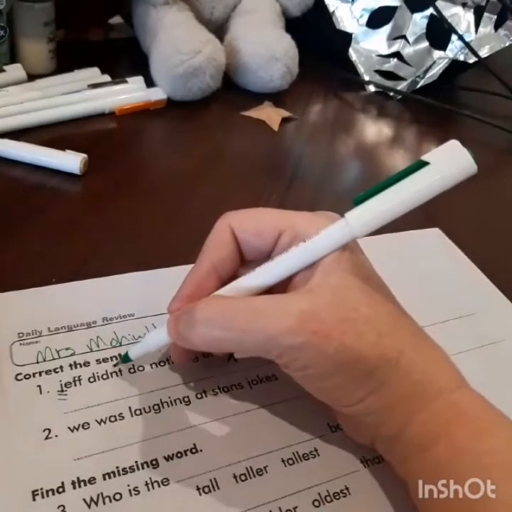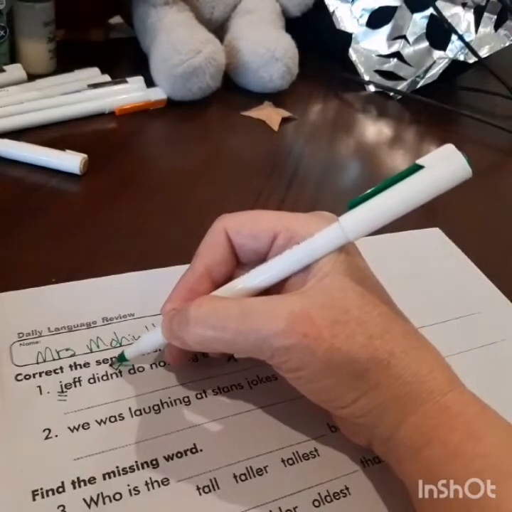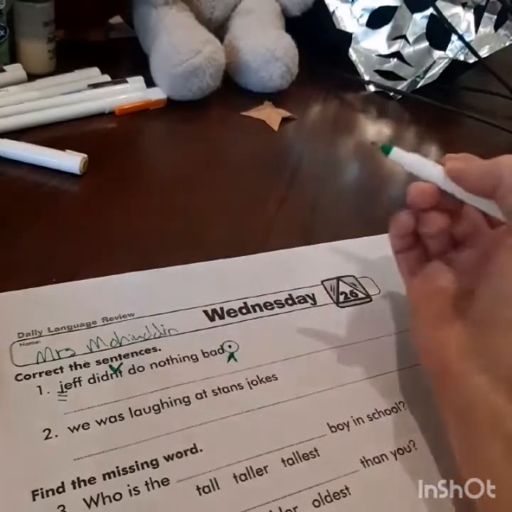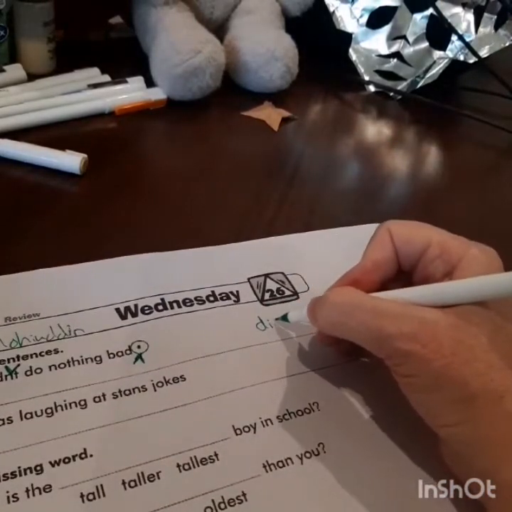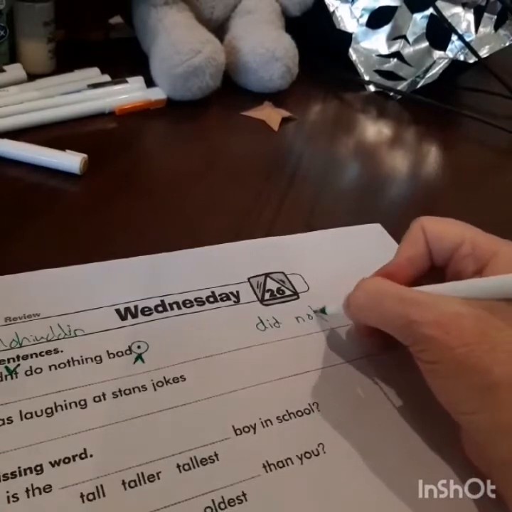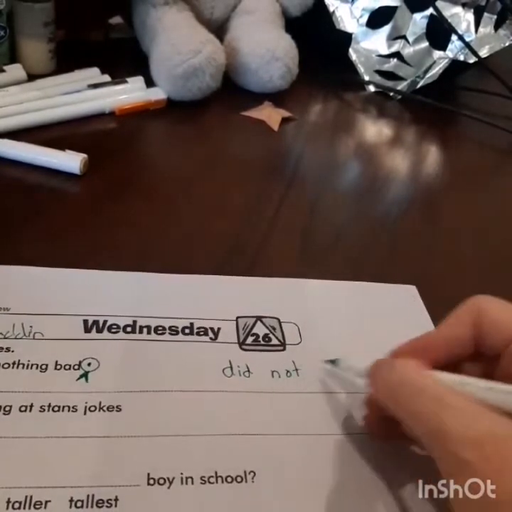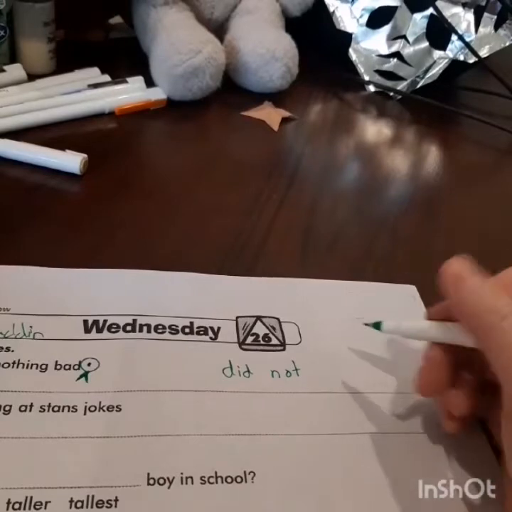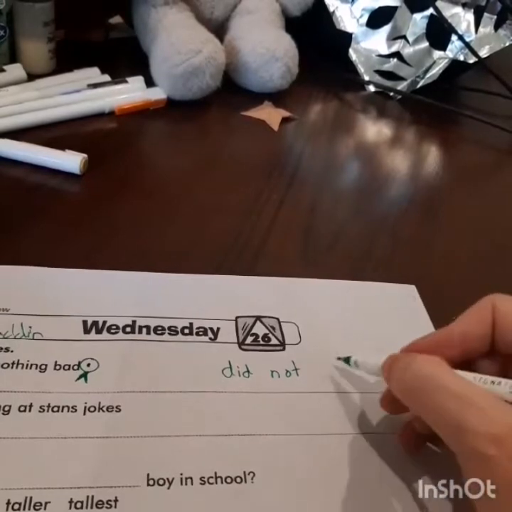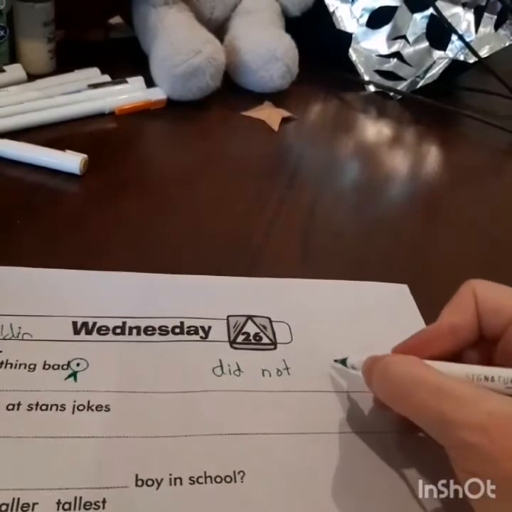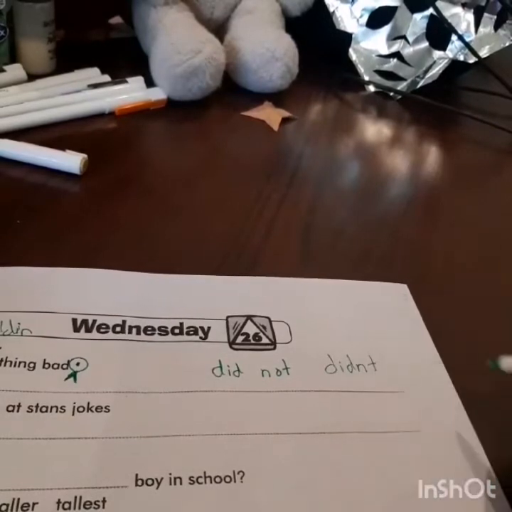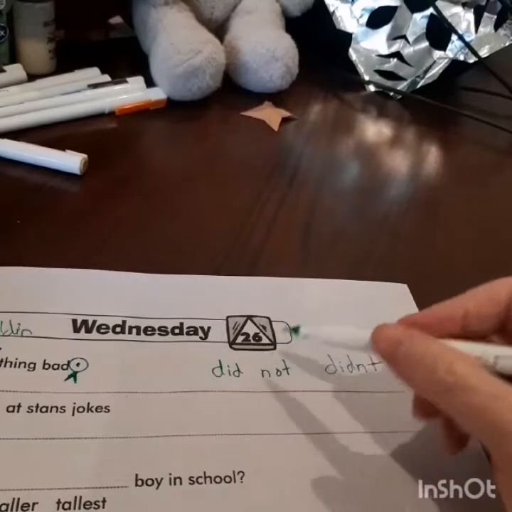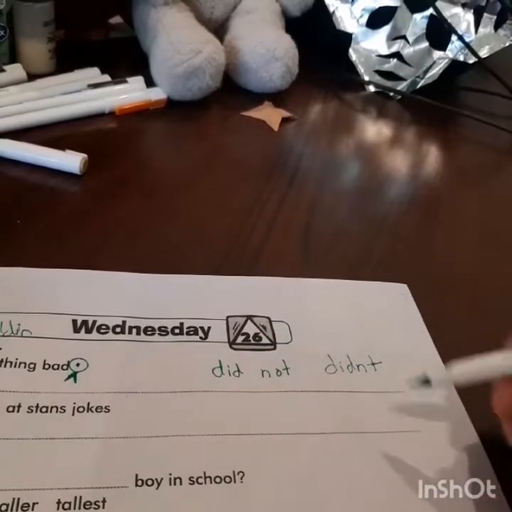Okay, right here we have a contraction. You remember the contractions are like when you take two words and you mush them together? Did and not, okay? When you mush them together, then one of the letters, or maybe more than one letter, will pop out, okay? So we're going to mush them together, and we've got didn't. Okay, Jeff didn't do nothing bad.